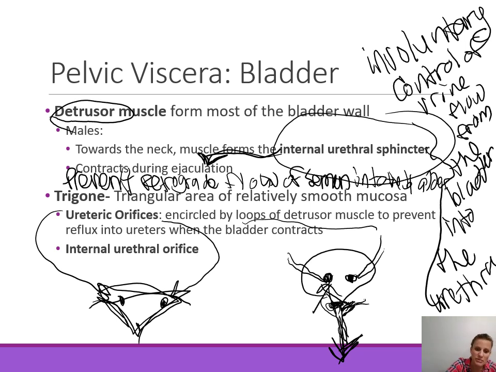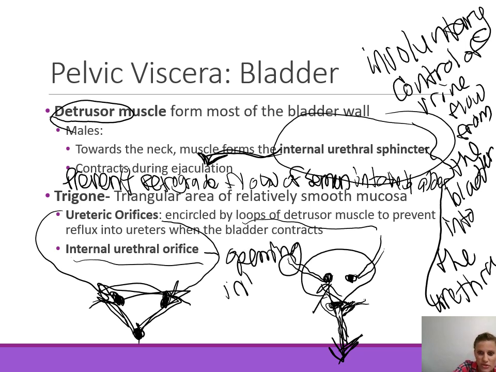So the top two corners, if you will, of the trigone are formed by the ureteric orifices, the openings into the ureters, and the inferiormost, or this third corner or point of the triangle, is the internal urethral orifice. That's the opening into the urethra.